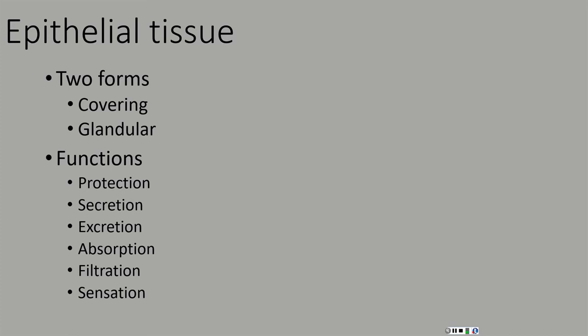And sensation. Most of our epithelial tissues have a lot of nerve endings. In our skin, for example, there's a lot of nerve endings that can detect things like pressure, heat, cold, things like that. So sensation. Now, it's not the epithelial tissue itself, it's the nerve endings that are in the epithelial tissue. But since epithelial tissue has a lot of nerve endings, we attribute some sensation to that epithelial tissue.